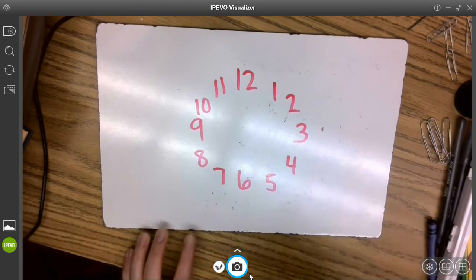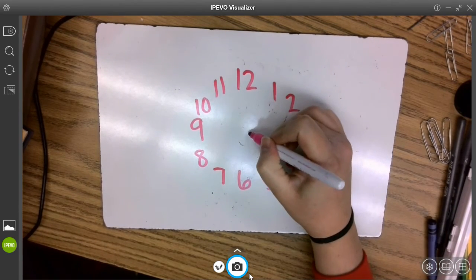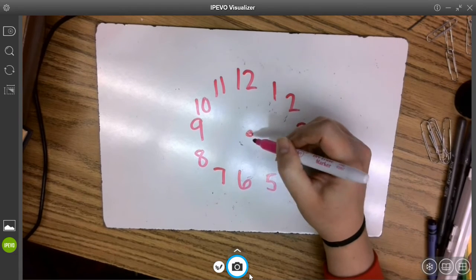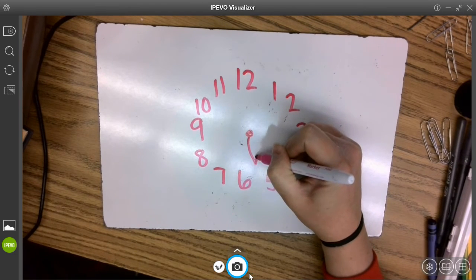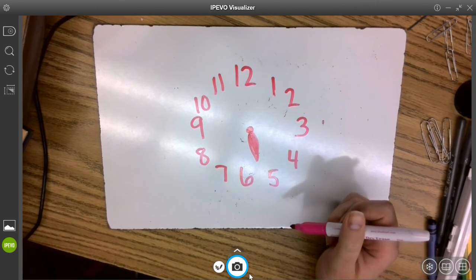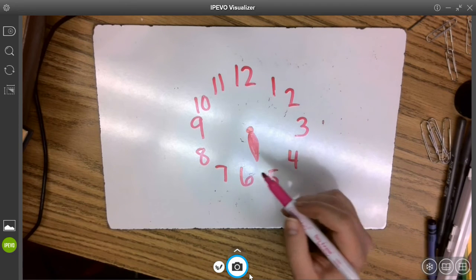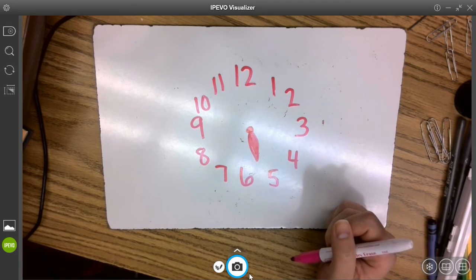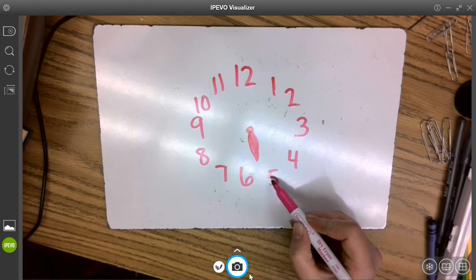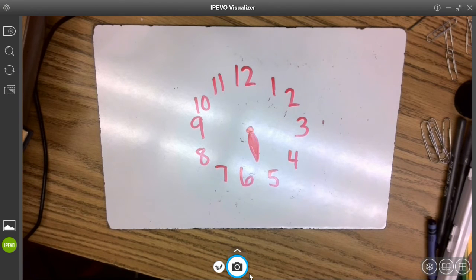Okay, I'm going to put an hour hand, and this time the hour hand is going to point between the 5 and the 6. It's not pointing to the 5, but it hasn't gotten to the 6 yet. It's halfway there. It's half past the 5 on its way to 6.